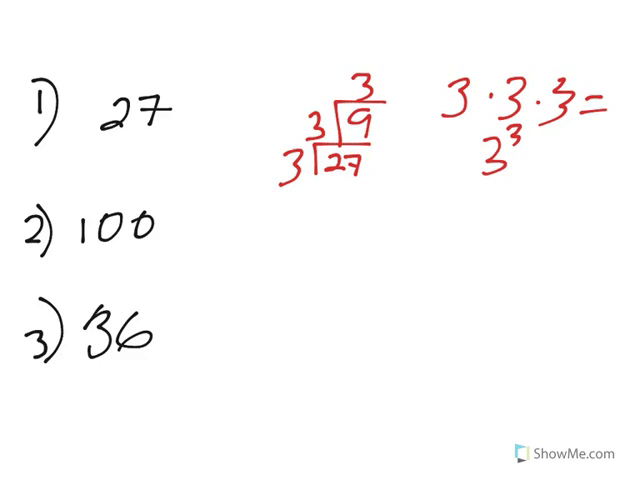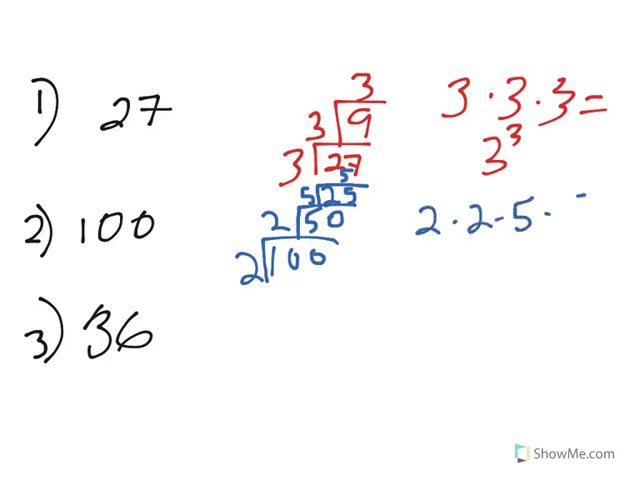Okay, and I know I gave you 100 as an example, but let's try it again. Hopefully you did it correctly on your own. So 100, well, 2 goes into 100 50 times. 2 goes into 50 25 times. And 5 goes into 25 5 times. Sorry about squeezing that in. Which means the prime factors are 2 times 2 times 5 times 5, or 2 squared times 5 squared.